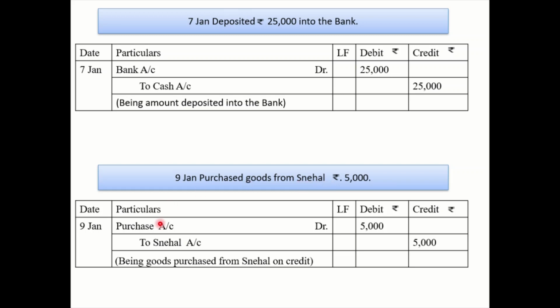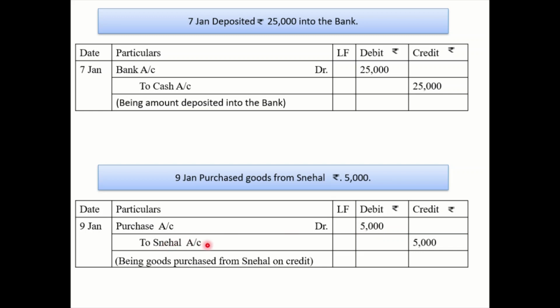Again, 9 January in the date column, purchase account and to Snehal account. Why do we record the purchase account on debit? See, purchase account is a type of real account and the rule of real account is debit what comes in. While purchasing, goods are coming into the business, that's why as per the real account rule, we record the account when goods are coming into the business. That's why purchase account is debited with rupees 5,000.